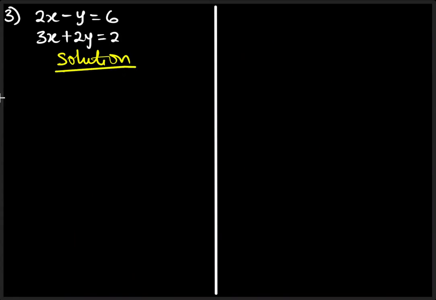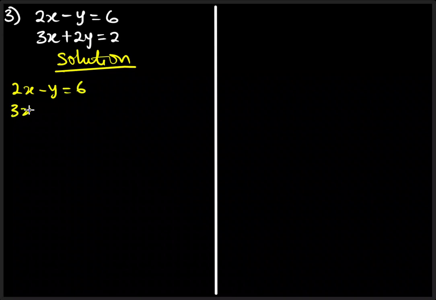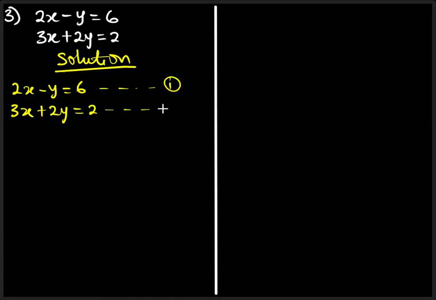Number 3 says 2x minus y equal to 6, and then 3x plus 2y equal to 2. If you are labeling this as equation 1 and this as equation 2, only one variable has a coefficient of minus 1, and that is y. So what are we to do?